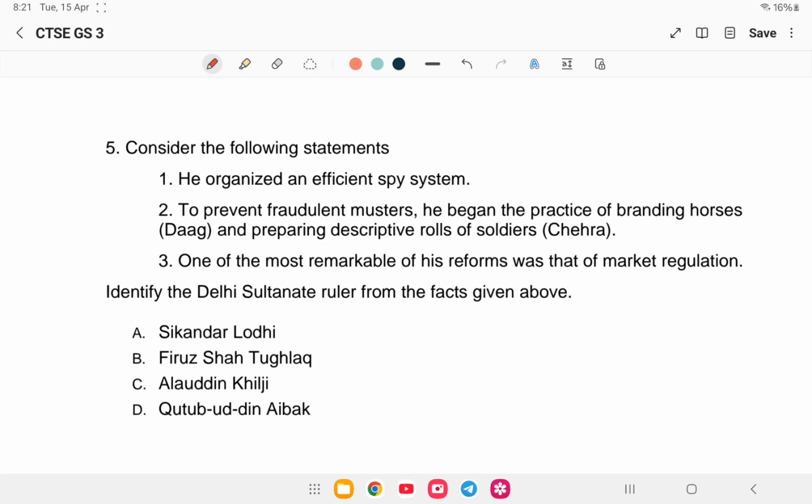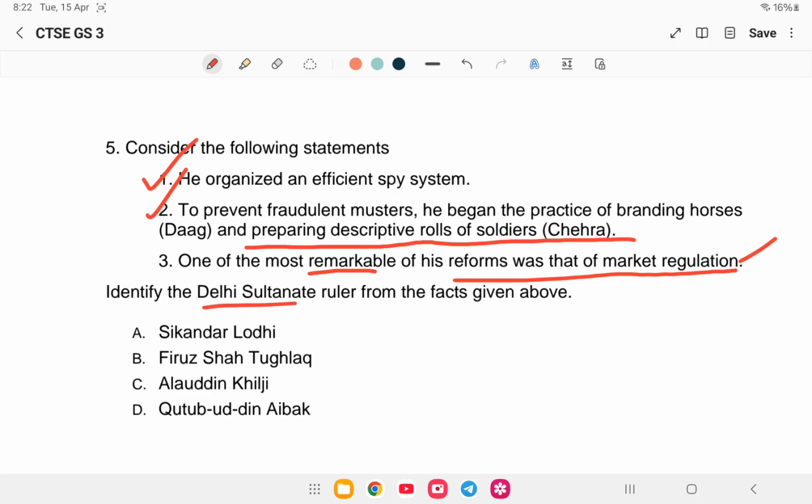Next question. Consider the following statements. Statement number 1: He organized an efficient spy system. Statement 2: To prevent fraudulent musters, he began to practice the branding of horses and preparing descriptive rolls of soldiers. Statement number 3: One of the most remarkable of his reforms was that of market regulation. Who was this Delhi Sultan? Is it A. Sikandar Lodhi, B. Firoz Shah Tughlaq, C. Alauddin Khilji, or D. Qutb-ud-Din Aibak? So what is the answer? The answer is option number C, Alauddin Khilji. Let us study in detail about this.